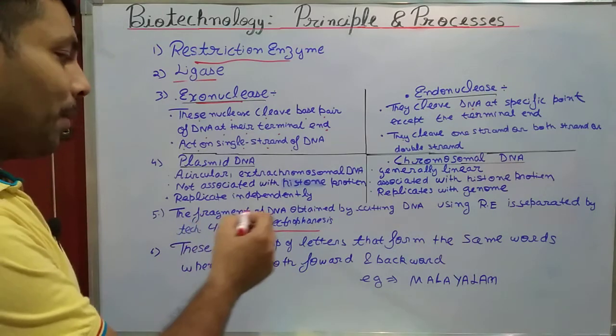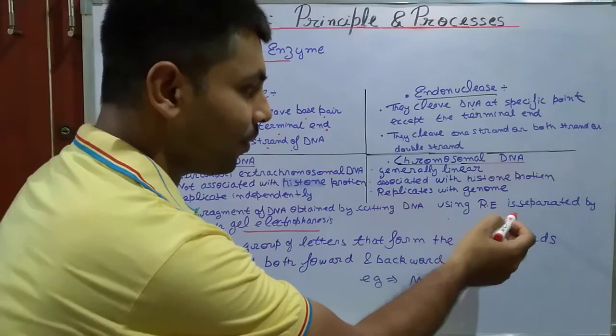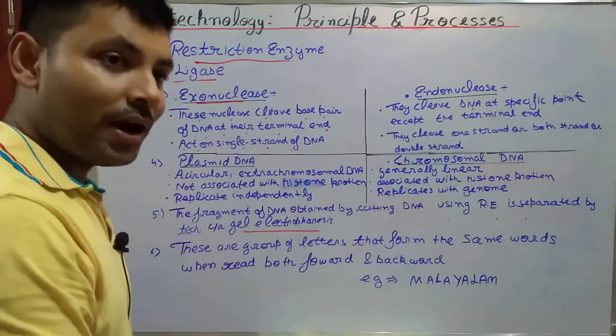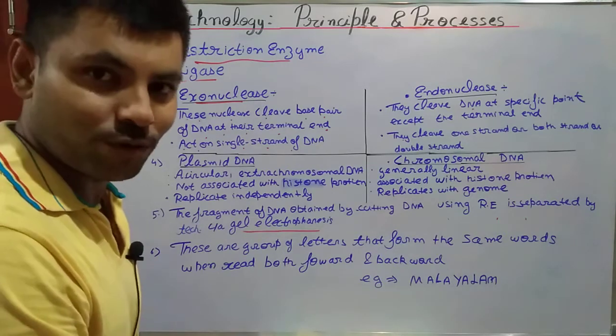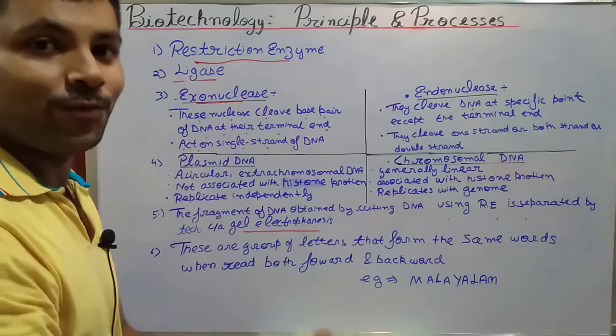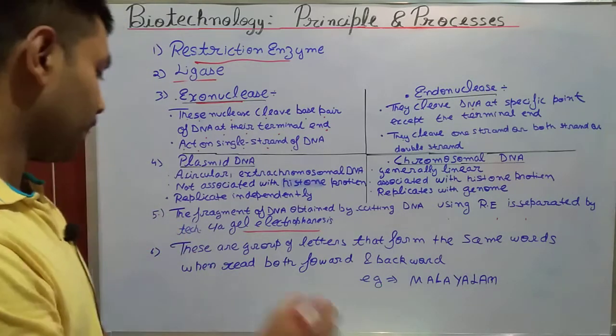Now the fifth question was, what is gel electrophoresis? The fragments of DNA obtained by cutting DNA using restriction enzyme are separated by a technique called gel electrophoresis. It is a short answer for a 1 mark question. If a question comes for 5 marks, you have to explain with a figure.